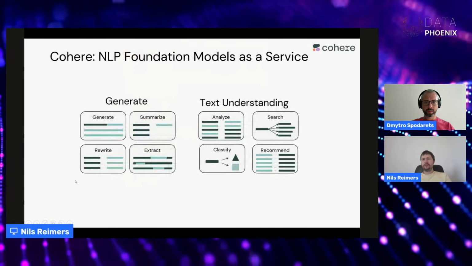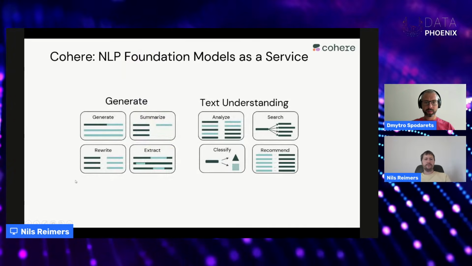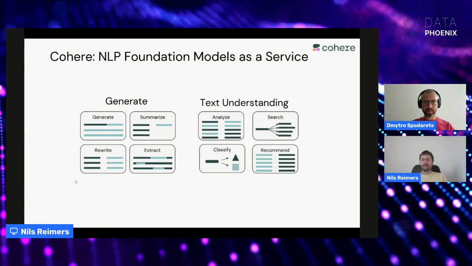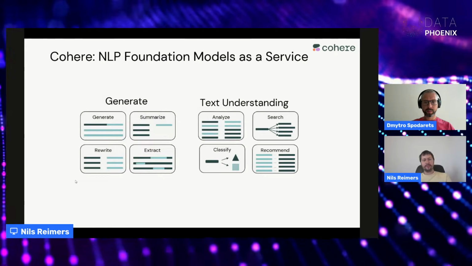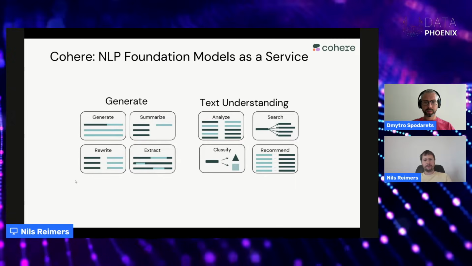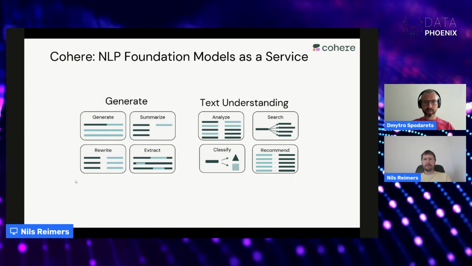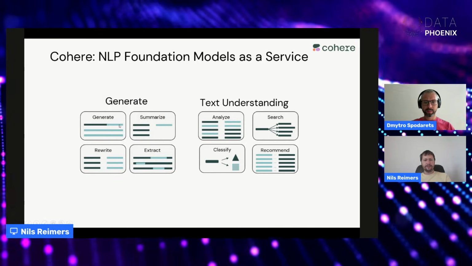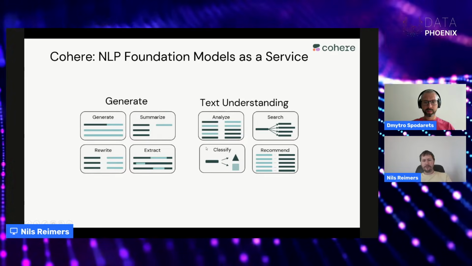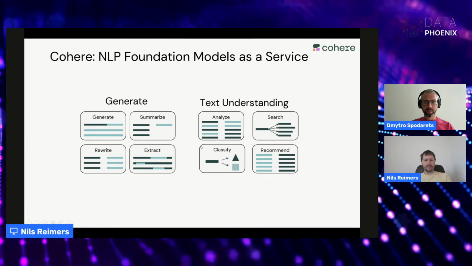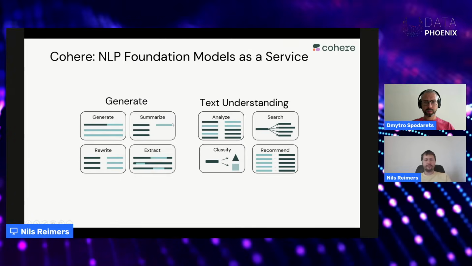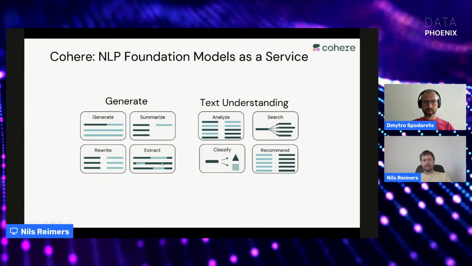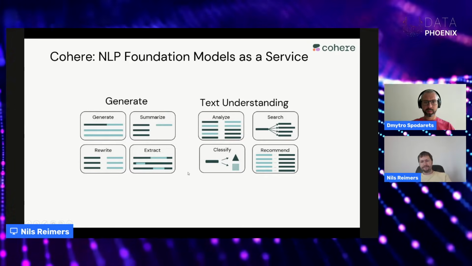So first, a bit about Cohere. What we do is we train foundation models for NLP and provide them as a service. My colleague Phil is training generate models. We all know them. You give them a prompt, write me a summary about the French Revolution, and then the model writes the summary or the essay for you. In a professional context, you can also use it for other use cases like summarization, to rewrite text, or to extract information from the text.